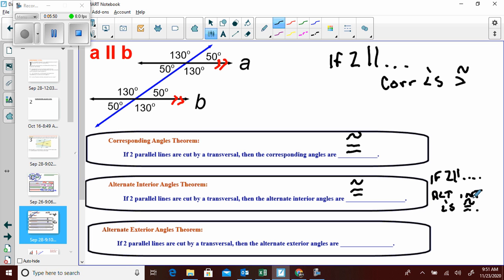Let's look at alternate exterior angles. They're on the outside, so it's got to be these two and these two, alternating. 130 and 130 are alternating. 50 and 50 are alternating. As you see, they are also congruent. If two parallel lines, alternate exterior angles are congruent.